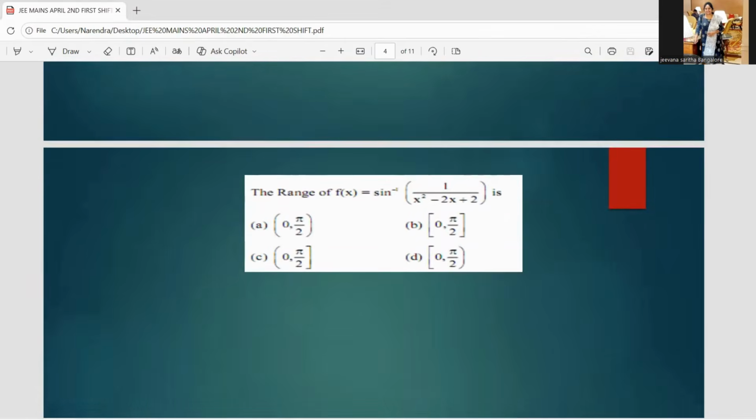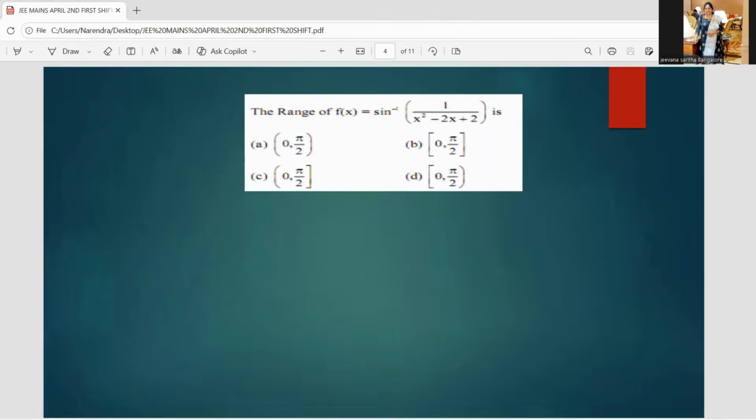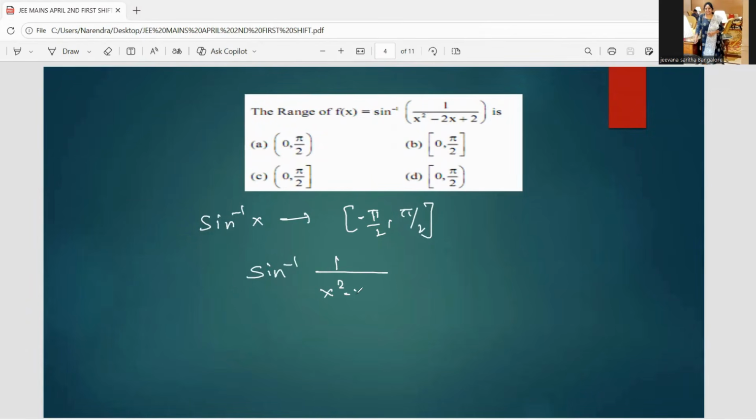This is finding the range of a given function. It also has inverse trigonometric function. So sine inverse x range is minus pi by 2 to plus pi by 2. We knew this, but here it is sine inverse of 1 by x square minus 2x plus 2.